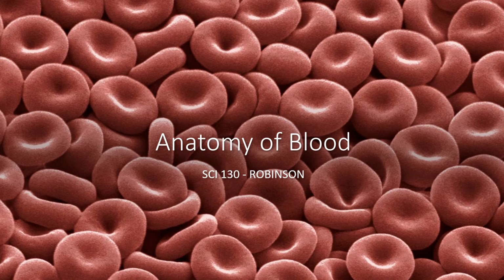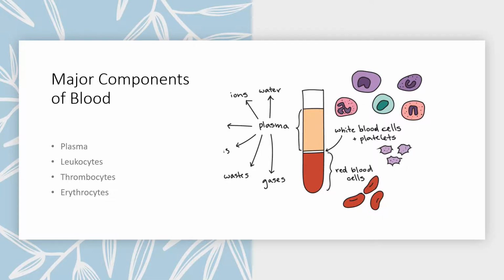The anatomy of blood. Blood is composed of four major components: plasma, leukocytes, thrombocytes, and erythrocytes. Plasma is the liquidy stuff.